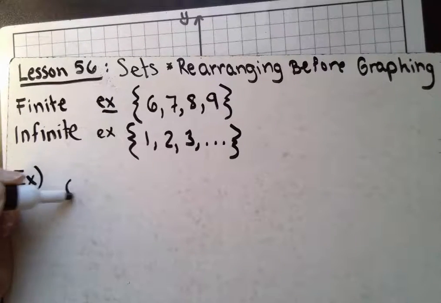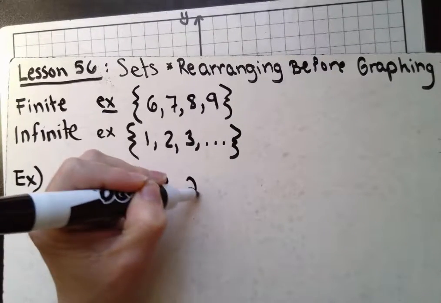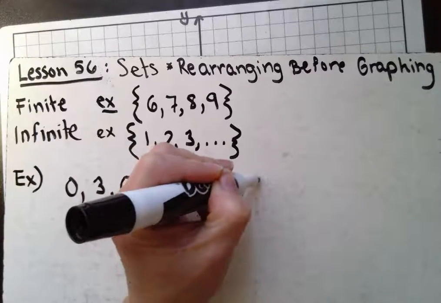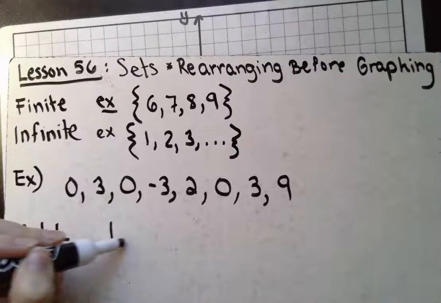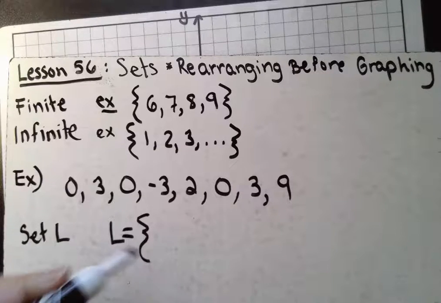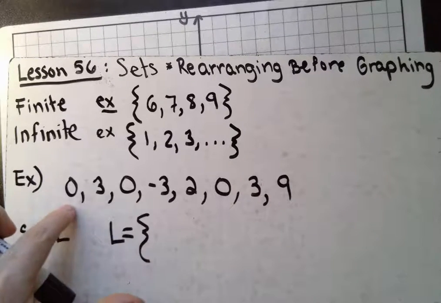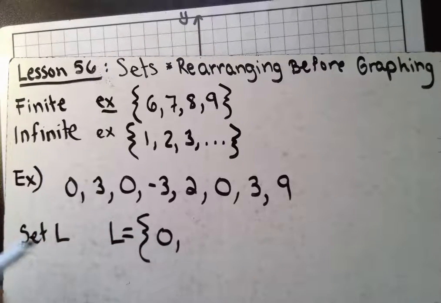If we have these numbers 0, 3, 0, -3, 2, 0, 3, 9. So this is a set of numbers, and if I wanted to explain that it's in a set called set L, then I would say L equals, and then I would use the braces, and I would just list the numbers. And I don't have to repeat the list. If there's a 0 3 times, I only have to write it one time.